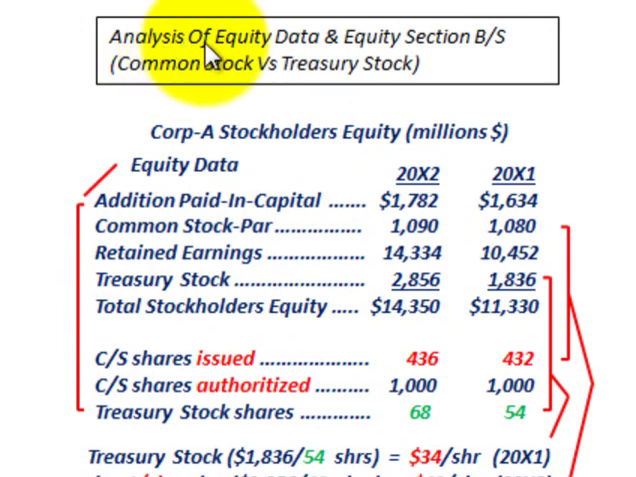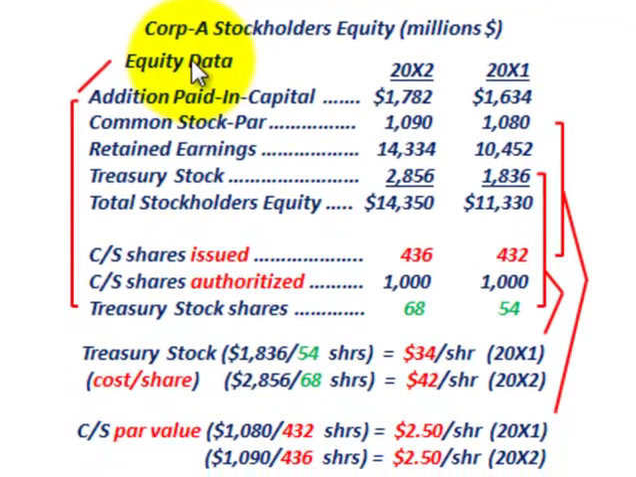What we're going to be looking at here is just a basic analysis of some equity data for a company, and based on the equity data we're given, we're going to develop the equity section of the balance sheet for this company. We'll be looking at common stock versus treasury stock, and how it affects the equity for the company. This is our equity data here.